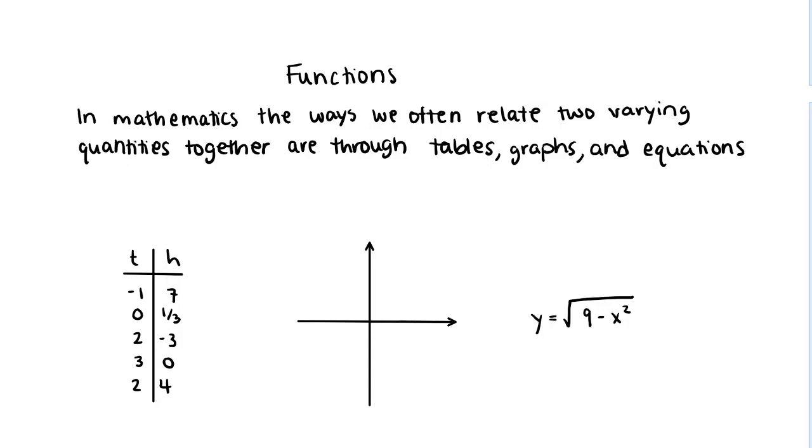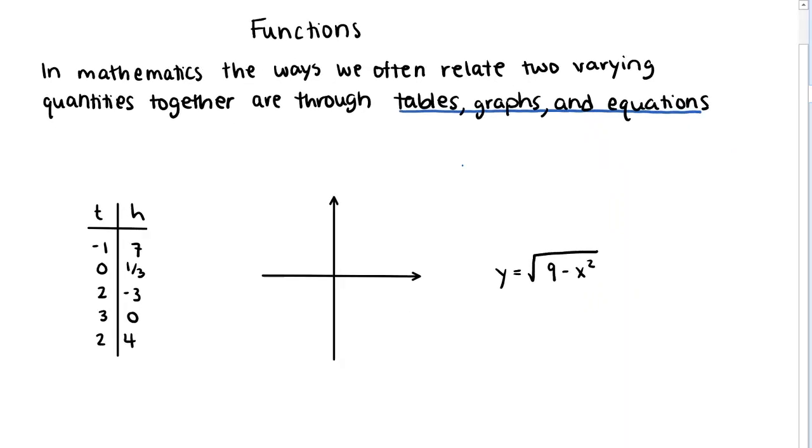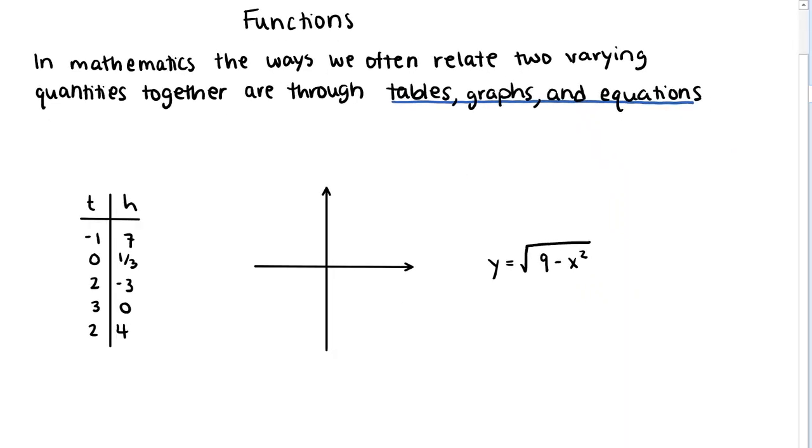So let me begin by saying that in mathematics, we're often trying to relate two varying quantities together, and the way we usually do this is through tables, graphs, and equations. Because these are ways of relating two quantities together, we'll usually call these things relations. Really what's in common between all of these examples is that they're a way of describing a set of ordered pairs. And usually we'll think of these pairs as input-output pairs.